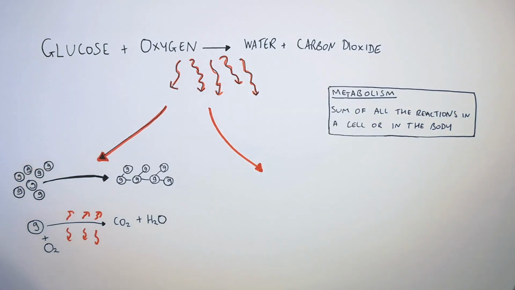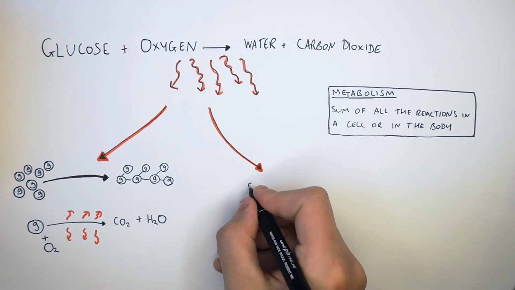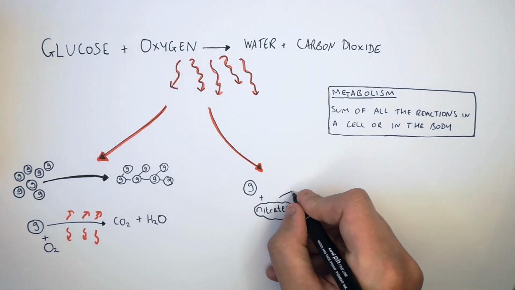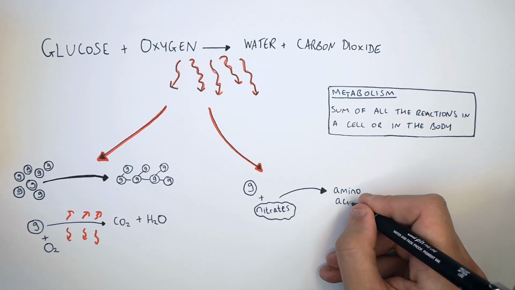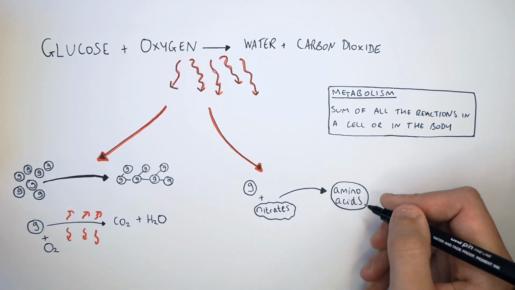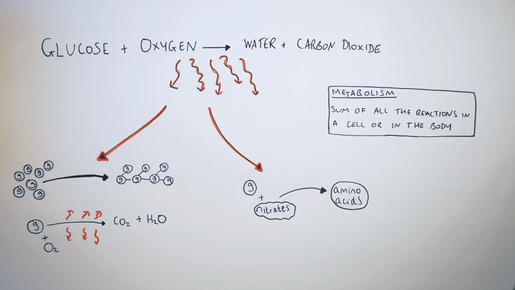Energy released from respiration is used for the production of amino acids. So amino acids are formed from glucose and nitrates. The energy released from respiration is required for that process to take place.